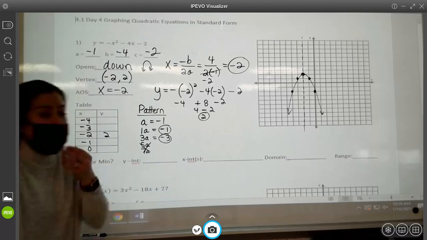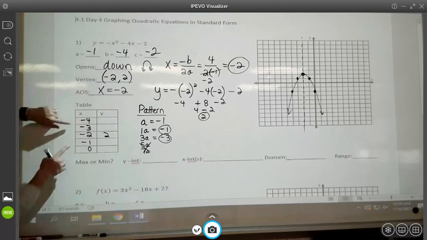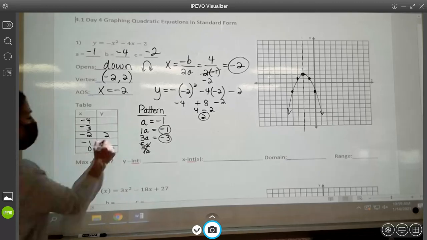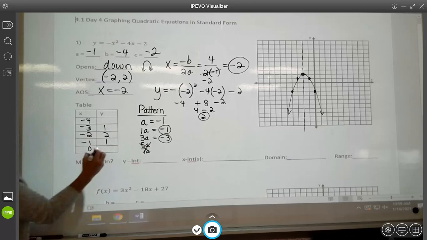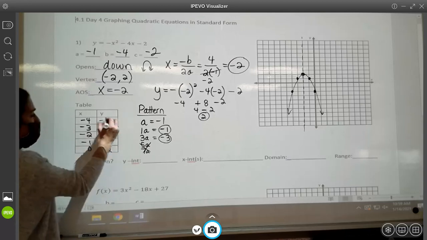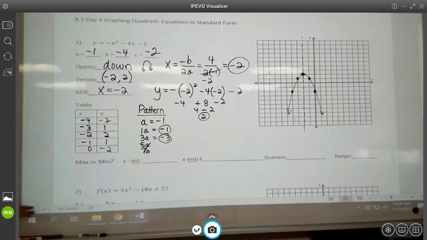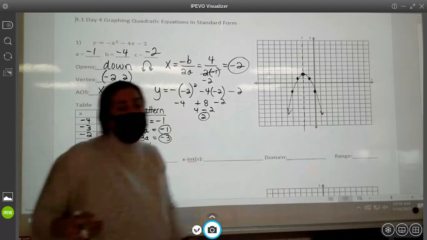All right, now, if you were a table person, then anybody who plugged -3 or -1 in would have gotten +1s to come out. And anybody who plugged 0 or -4 in would have gotten -2s to come out. That's what your table would have looked like, and you would have gotten the same 5 dots as us.